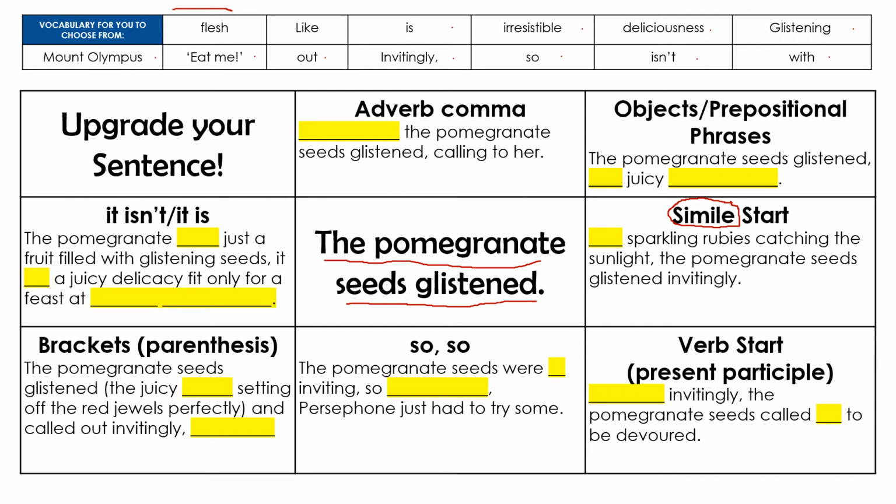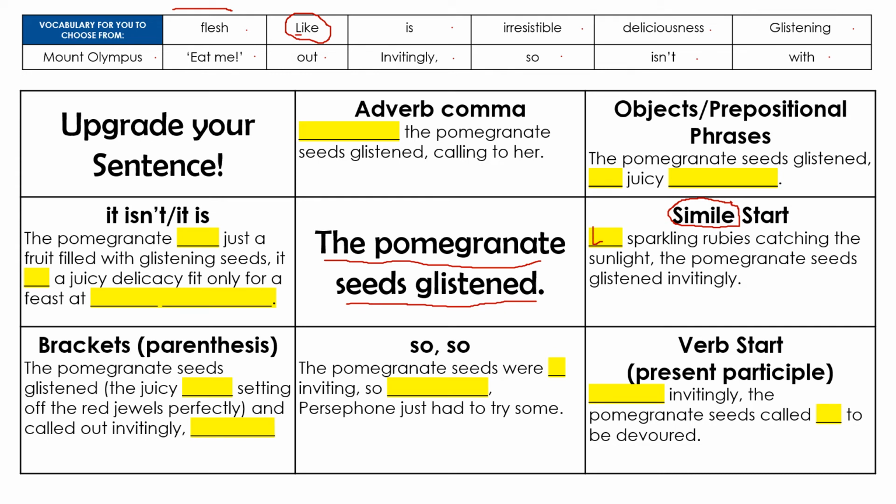And if I look at all of those words, there's one that stands out to me as being what we need for a simile. I need a like or an as, and this is helpful as well because there's a word at the beginning of the sentence and here I've got a capital letter. So I've given you some clues to help you. So I'm going to try and see if the sentence makes sense before I type it in or write it in. Like sparkling rubies catching the sunlight, the pomegranate seeds glistened invitingly, and that definitely makes sense.